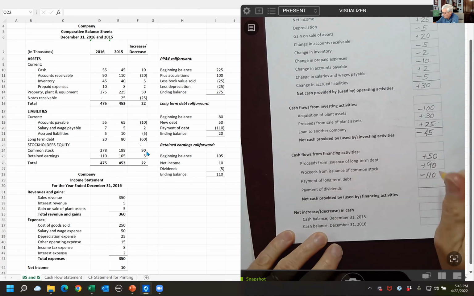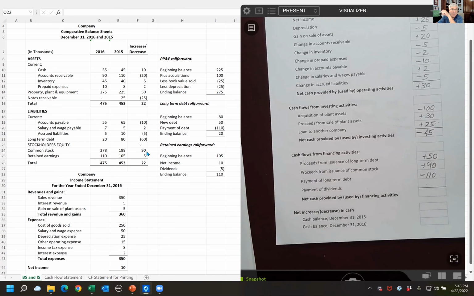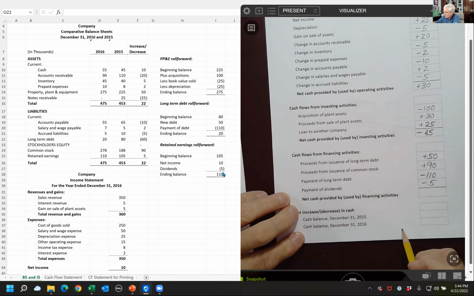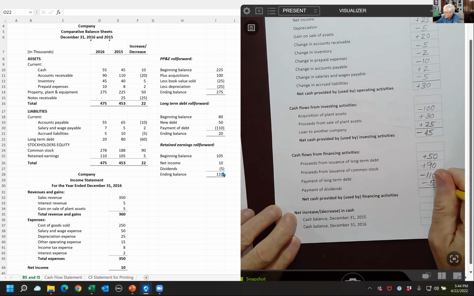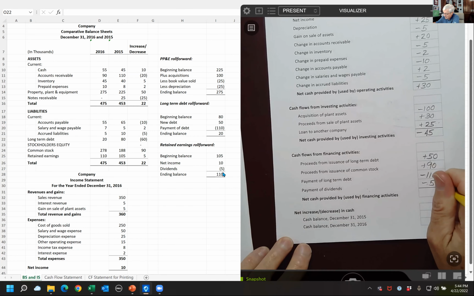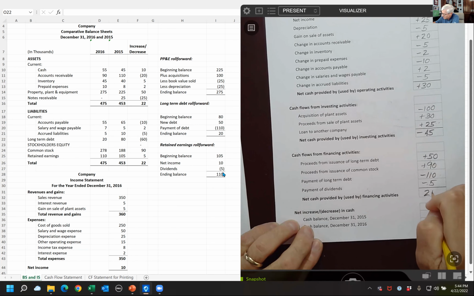50 plus 90. Oh, I got to take care of my dividends. My retained earnings went up by 5,000. Net income was 10, so it should have been plus 10 in retained earnings. The only thing I subtract from that is dividends. It must have been a minus 5 to get to the 5. And I can check my supplemental. Yes, that's right, minus 5. We paid dividends. So 140 minus 110, 30 minus 5, 25 plus 25.